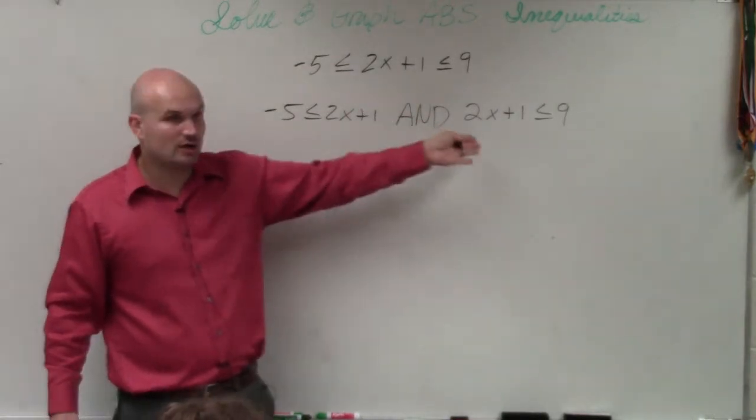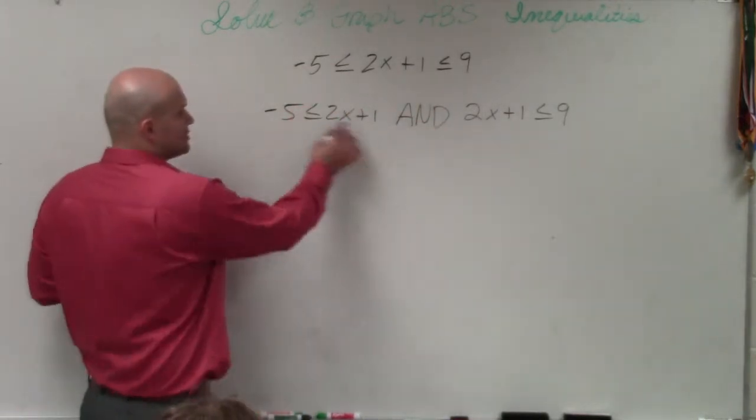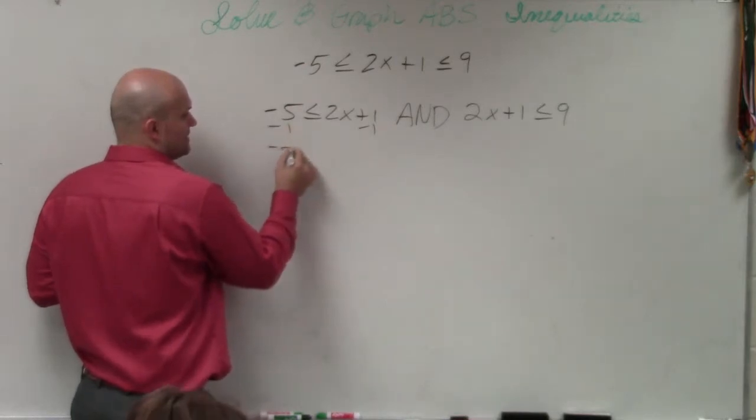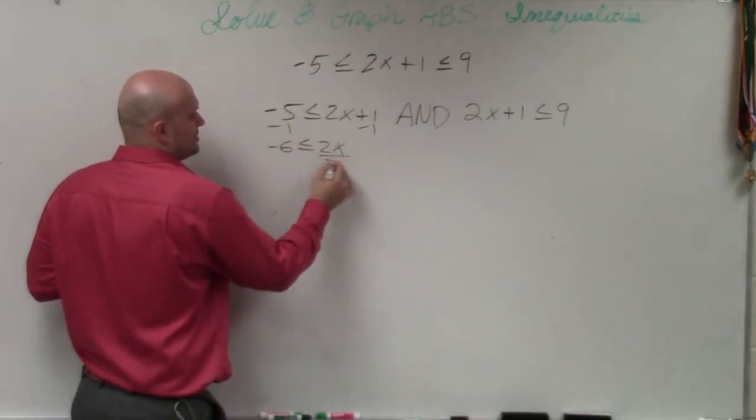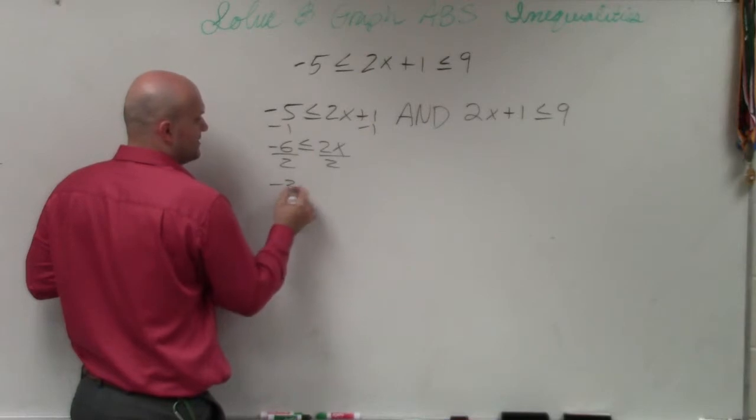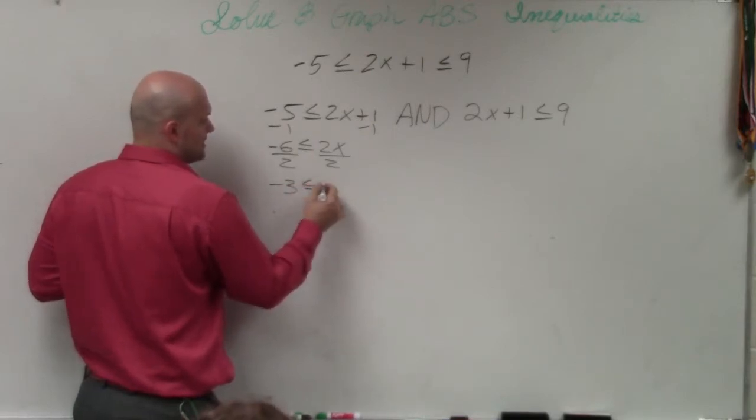So now we're going to go ahead and solve these separately. You're going to solve for x, so you subtract 1. So I have -6 is less than or equal to 2x. Divide by 2, divide by 2. -3 is less than or equal to x.